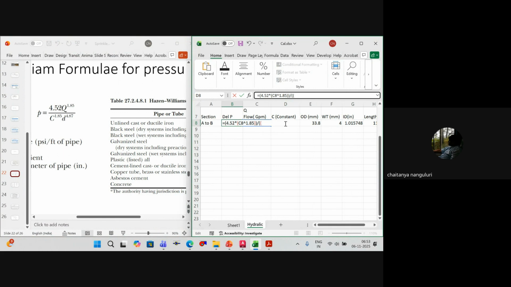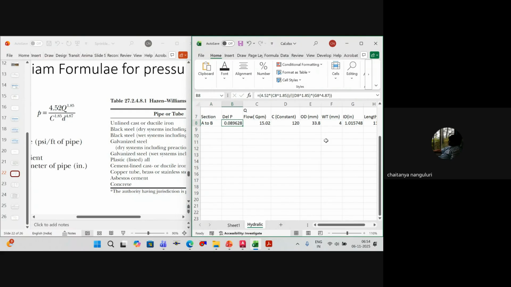Then D, the diameter, power 1.85, into, again I'll open the brackets, D power 4.87. D is your internal diameter. So this one power 4.87. This will give me pressure drop per length.